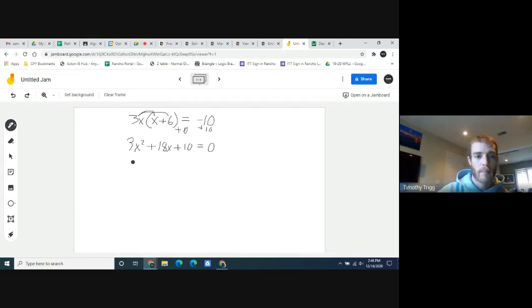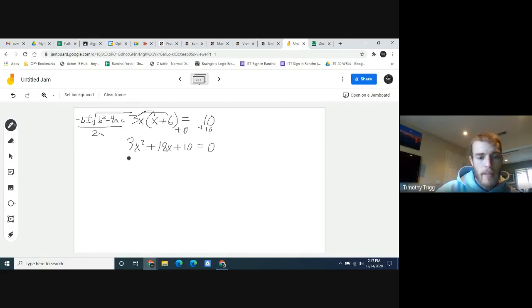Use the quadratic formula. So I'm going to write it to the side here so that you can remember. I'll write it over here. So it's negative b plus or minus square root b squared minus 4 times a times c all over 2 times a.